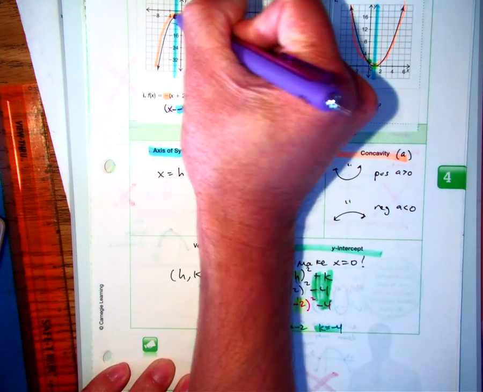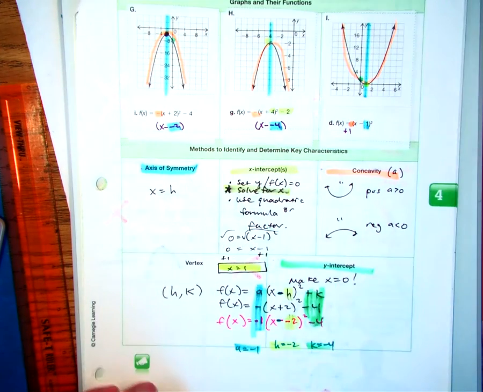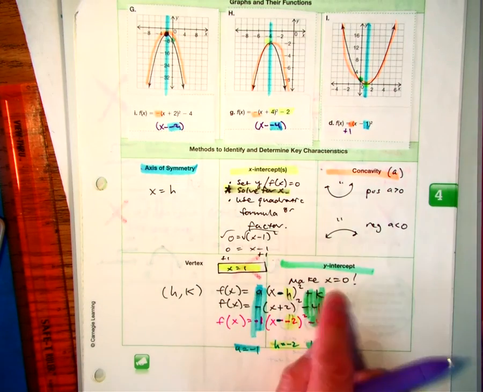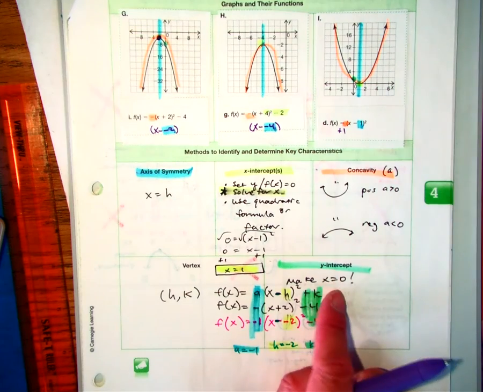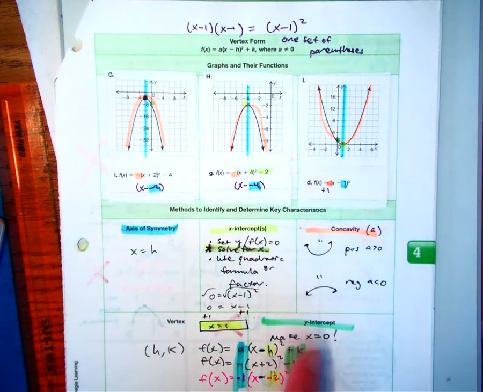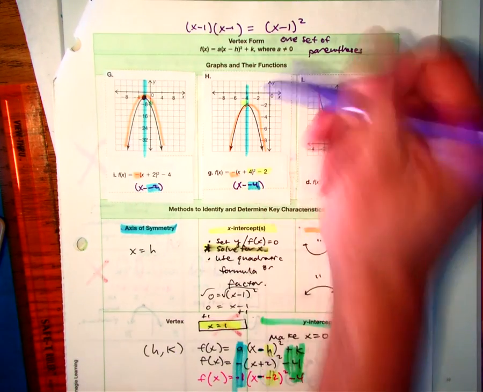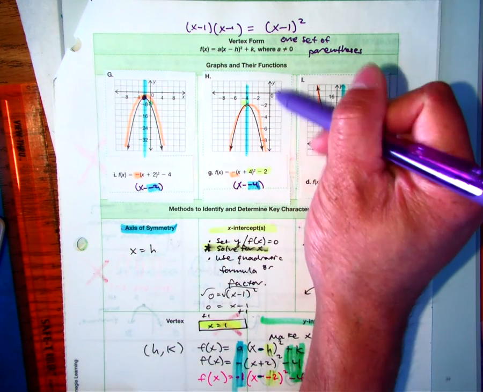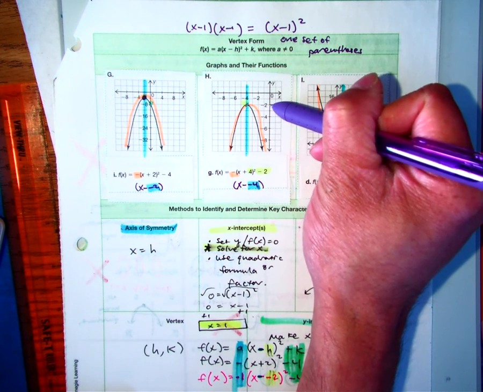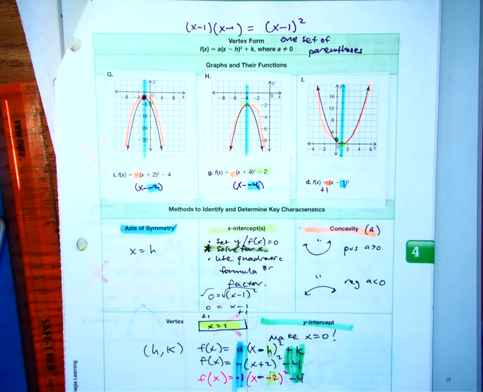Once you recognize it's the vertex form, in this problem you're going left 2, down 4, and that's your vertex. Okay? A common mistake is for the y-intercept, you make x equals 0. The common mistake is they think that this negative 2 is where it crosses the y-axis. Does this graph cross the y-axis at negative 2 here? No, it doesn't. And that is vertex form.